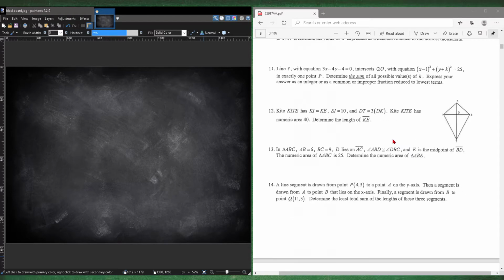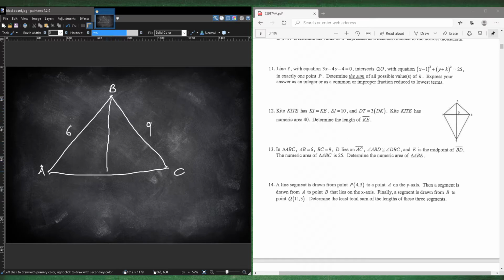Okay, now question 13. In triangle ABC, AB is 6 and BC is 9. So let's draw that out: A, B, C. AB is 6 and BC is 9. D lies on AC such that ABD and DBC are similar, so it's an angle bisector. So this angle is equal to this angle, and this point is D. And E is the midpoint of BD, so this line is equal to this line, and that's E.